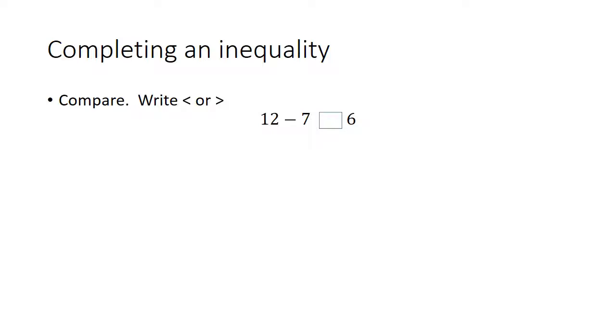So we're going to solve the one side of the inequality just to look and see. 12 minus 7 is 5. Is 5 greater than or less than 6? It is less than, so our symbol is going to go that way. How about 3 times 8? How does that compare to 16? Well, 3 times 8 is 24, and 24 is greater than 16. Sorry, my pen doesn't always write the numbers correctly.